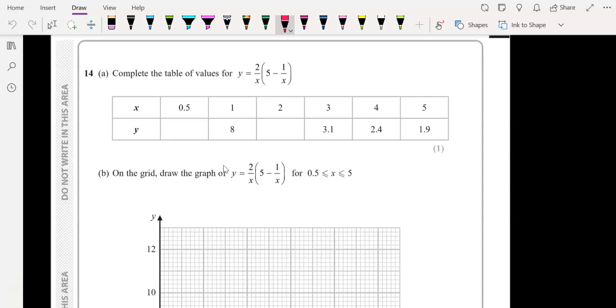Question 14. Complete the table of values for y equal to 2 by x bracket 5 minus 1 upon x. The table has two values of y missing. On the grid, draw the graph. Okay, so the first step is to find the missing values of y. What we have to do is replace x in the function by the value. So value of x is 0.5. So we need to substitute 0.5 in place of x.